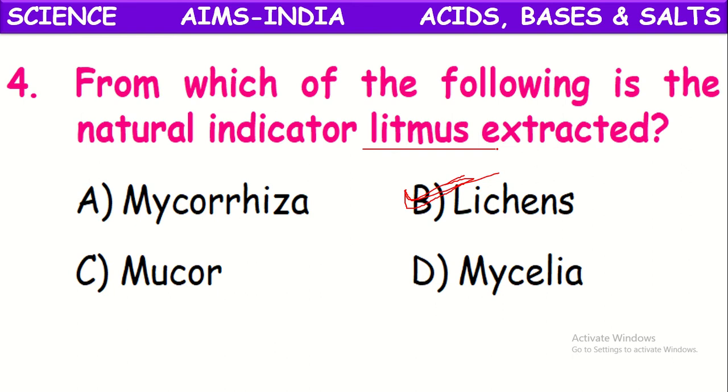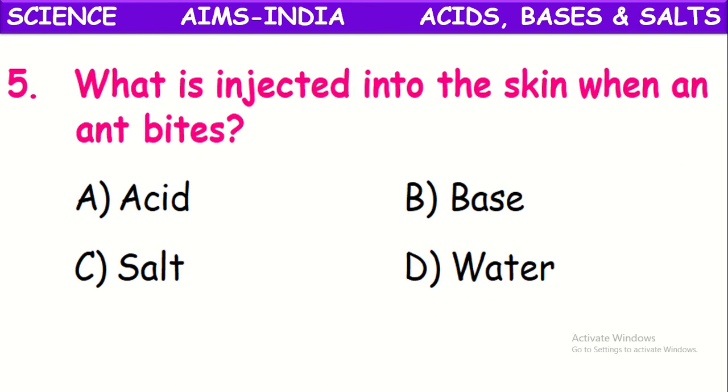Okay. Next. What is injected into the skin when an ant bites us? When an ant bites us, we feel pain. That is because of the injection of an acid into the skin. What is that acid called? It is called formic acid. By injecting this formic acid into our body, we feel pain. So an ant bite injects acid.